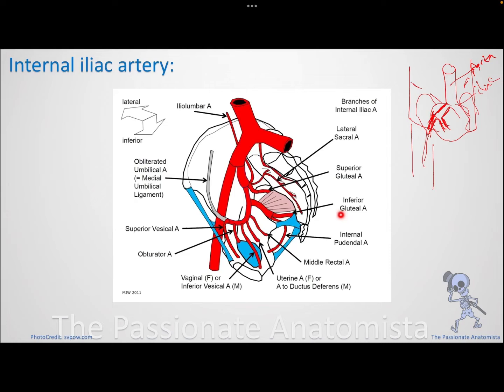Did I say nerve today? Sorry if I said nerve. We're talking about the internal iliac artery. So the posterior division is going to give you iliolumbar, lateral sacral, superior gluteal, and then the anterior division, inferior gluteal, and then in order we came out of the pelvis to supply the gluteal region.